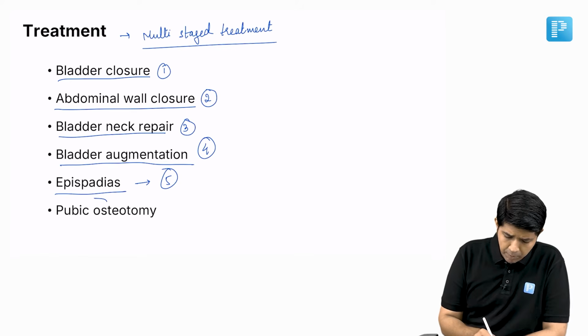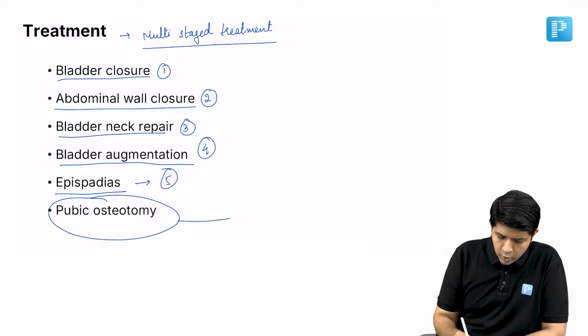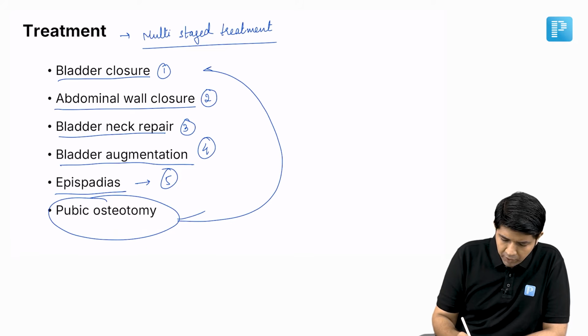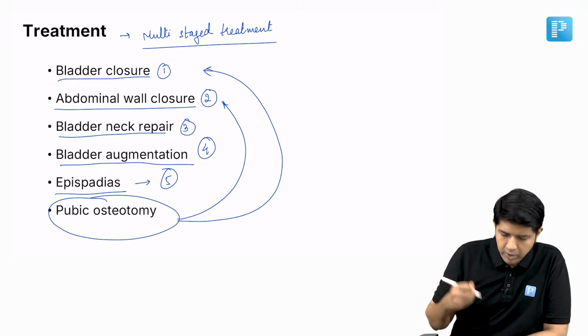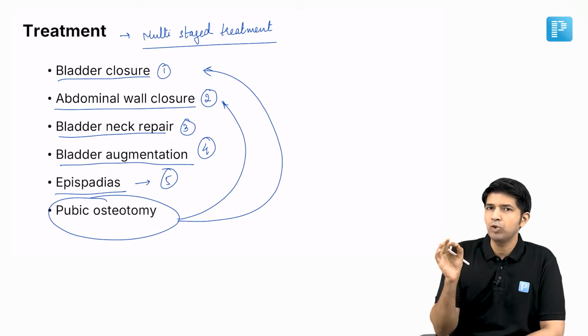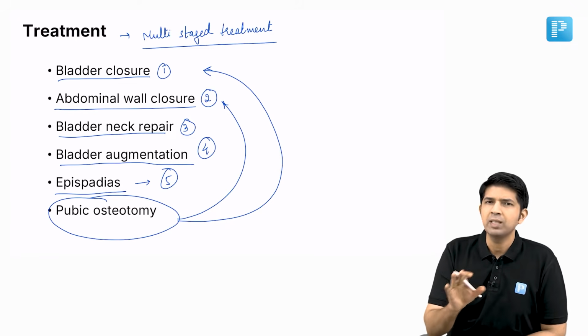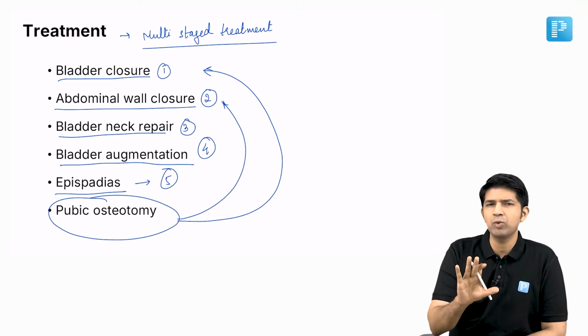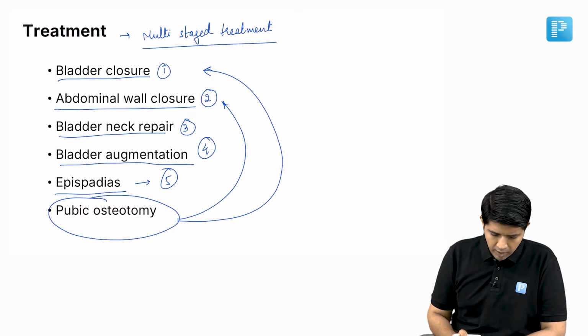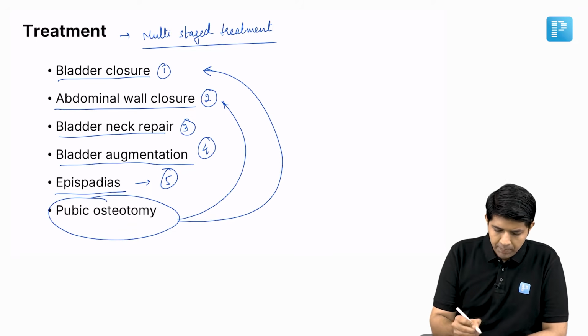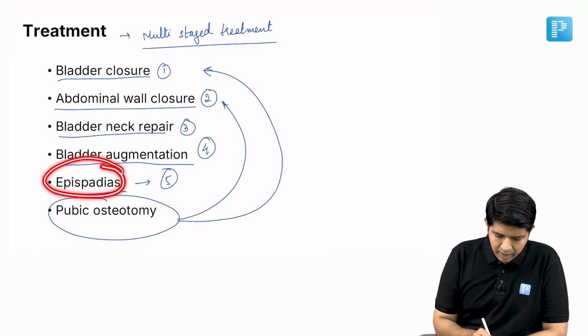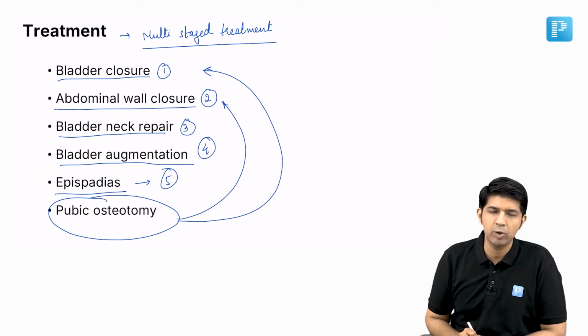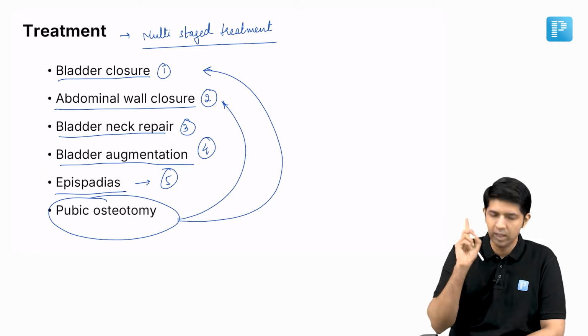This pubic osteotomy is usually done either with the first or the second procedure. Okay. There is no fixed rule as to when you have to do it. Sometimes, usually it is done within the first year of life. Okay. That is your pubic osteotomy. But remember, the last one to be rectified is your epispadias. So the urethral issue is corrected in the last.